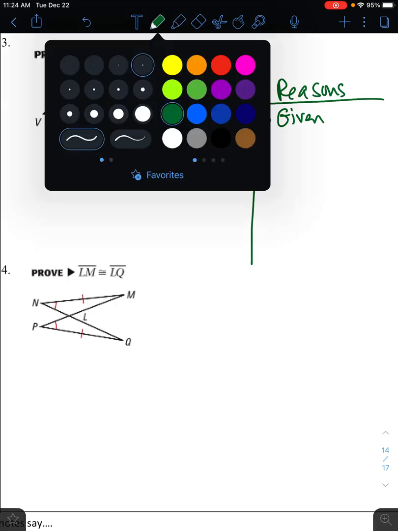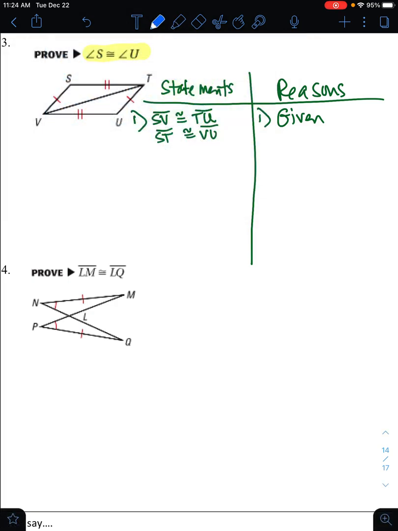We need to prove the triangles are congruent without doing anything with S and U. So look at the picture. I see a reflexive. Let's mark it. So number 2, I'm going to be able to say that VT, segment VT, is congruent to segment VT. That's going to be the reflexive property of congruence.